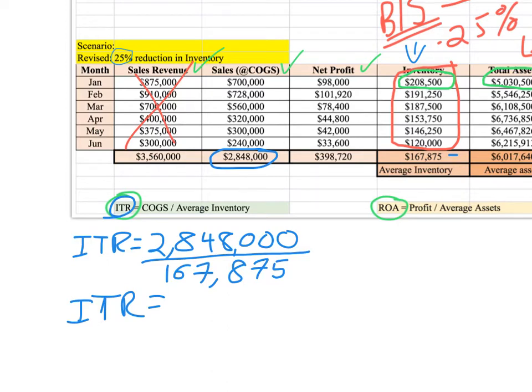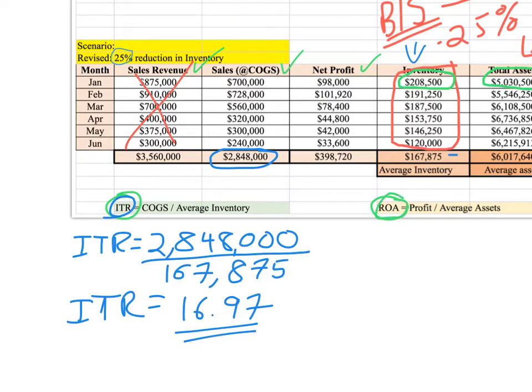Probably should have done this in advance, but okay, divided by our average inventory. All right, 16.97. So 16.97. Okay, that's our new turn ratio. Now let's do our ROA.